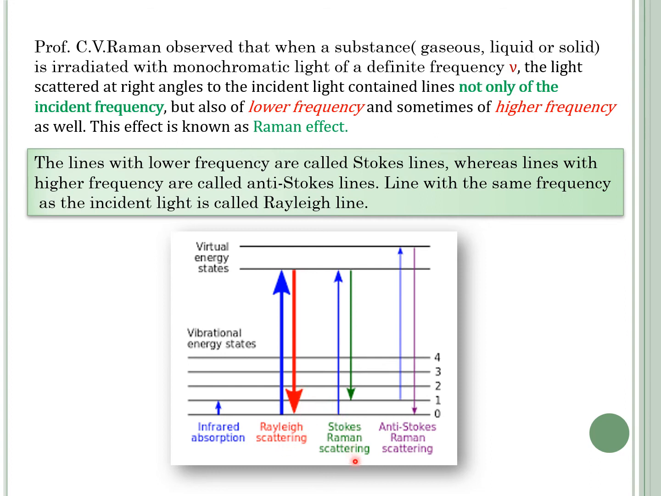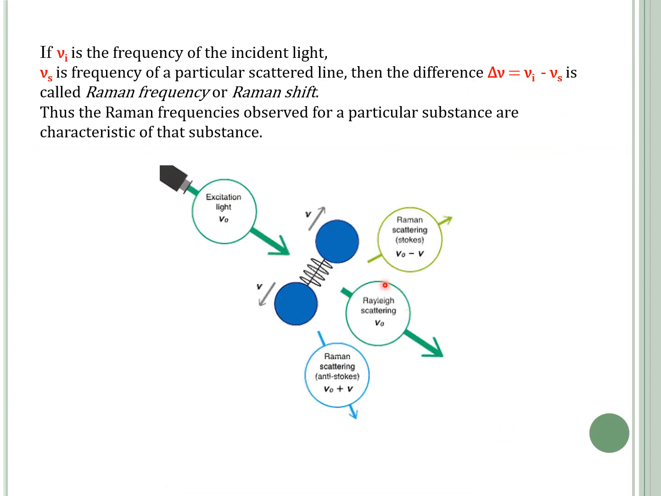Now here you can see the Stokes-Raman scattering, where the light which is scattered is of a lower frequency than the initial light. So these are called the Stokes lines. Here you can see the light which is of a higher frequency, that is called the anti-Stokes Raman scattering. Now you can again understand this with the help of this diagrammatic representation.